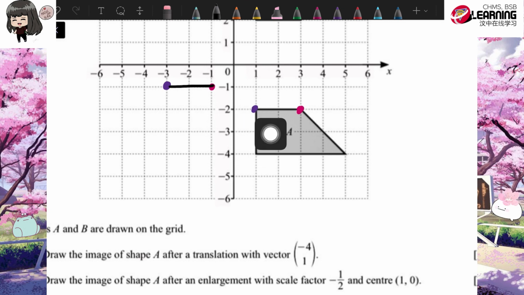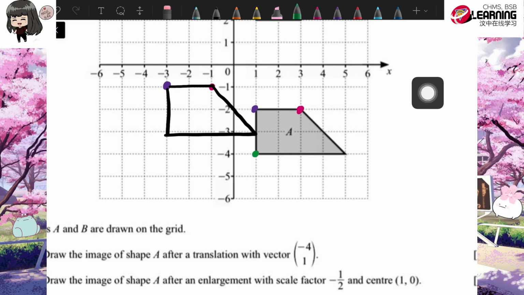Then this one is 2 steps like that, and then 4 like that. Or you can always count the boxes. Negative 4 means go to the left. 1 means go up 1.